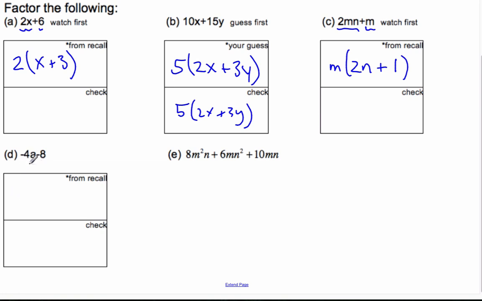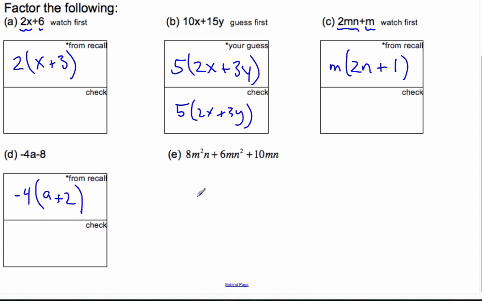I'm going to pull out what's common from negative 4a and negative 8, which is negative 4. Super. So I pull out my negative 4, and when I pull out negative 4, what's left in here? You mean the a? Exactly, a is left, because I go negative 4 times a, and I get negative 4a. The second part, what do I have to multiply negative 4 by to get a negative 8? 2. Positive or negative? Positive, yeah, exactly. So negative 4 times a positive 2, that's a tricky one. Make sure you check it.